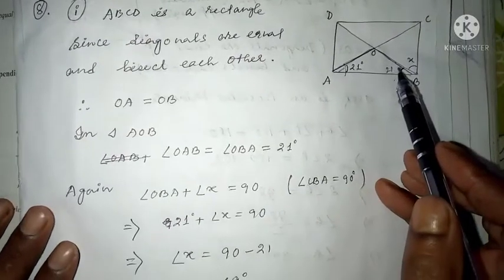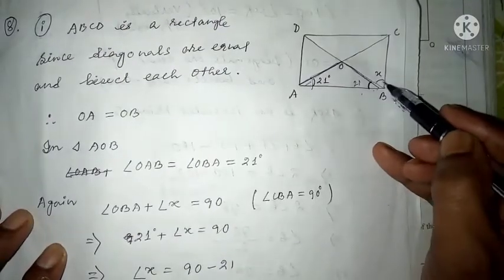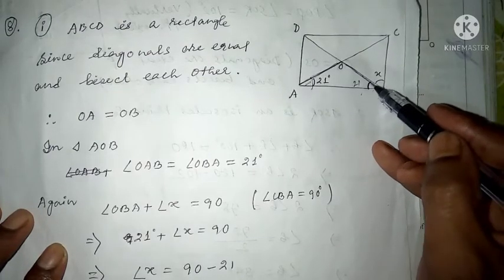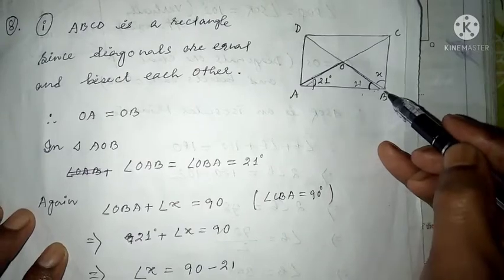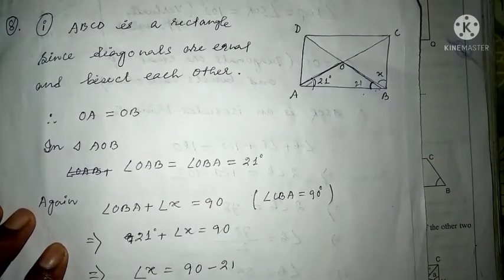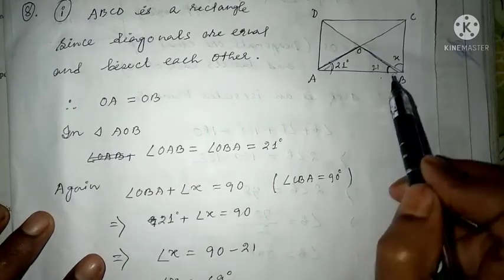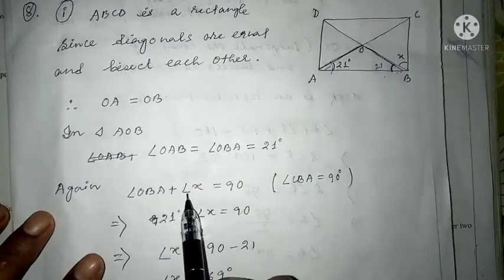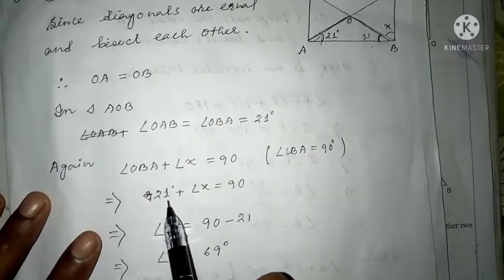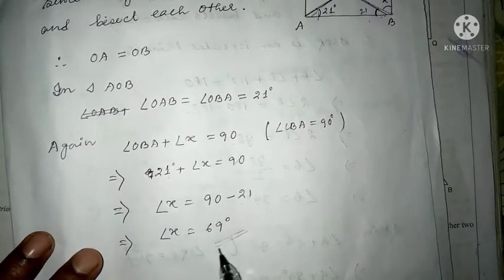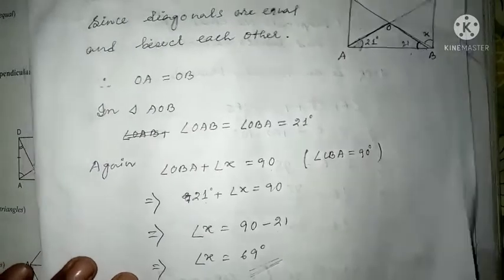Now this is clear. Again, we know this is a rectangle. In a rectangle, each angle is how much? Each angle is 90 degrees, but one angle is divided into two parts. No matter how many times you divide an angle of 90 degrees, at the end if you add all the parts together, you will get 90 degrees again. Here one angle is divided into two parts, and if I add these two together, it gives 90 degrees. So OBA equals 21, you just transpose to this side, then angle X equals how much? 69 degrees. This is also very simple.